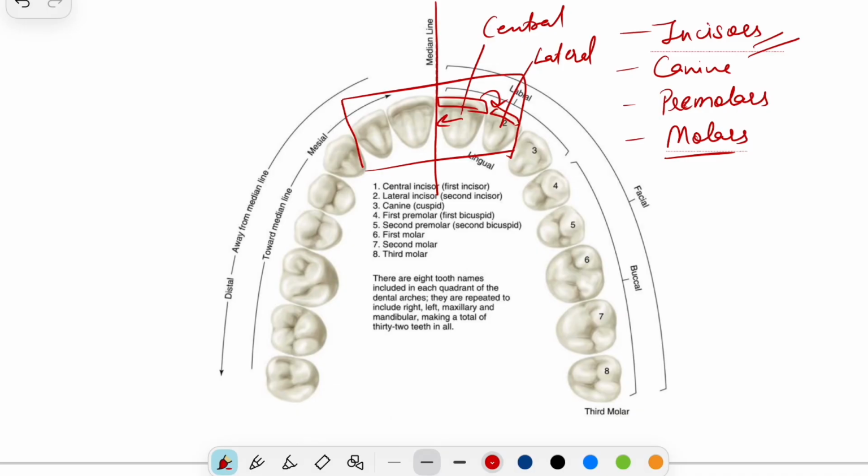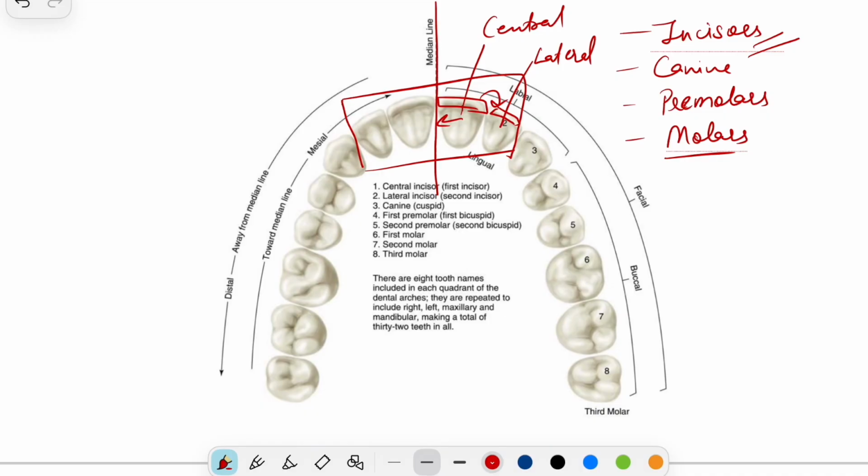Incisors are the teeth that are most visible during smiling. Okay, so these are very important for aesthetics, speech, and biting actually. So for speech, try pronouncing F and V sounds. These sounds will be very difficult to pronounce, or we would not be able to pronounce F and V sounds without our incisors. So these sounds depend on the incisors.